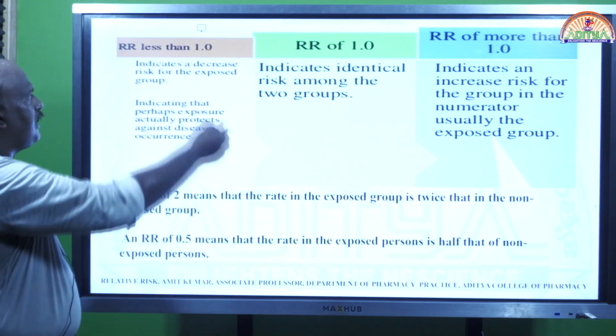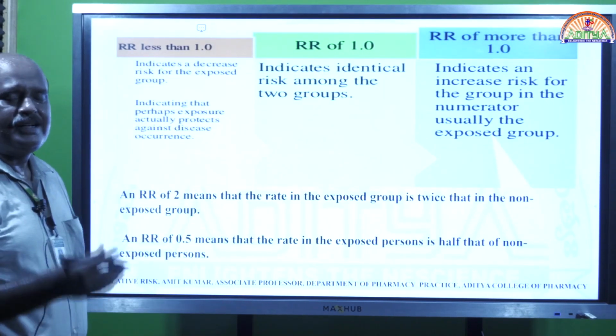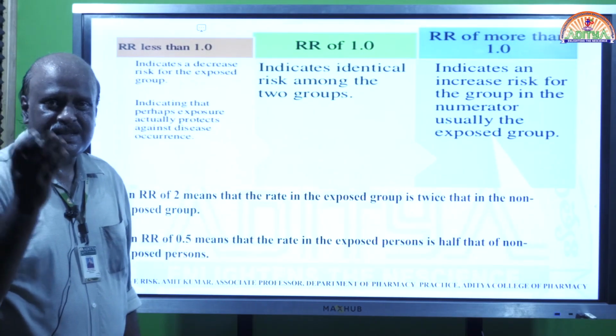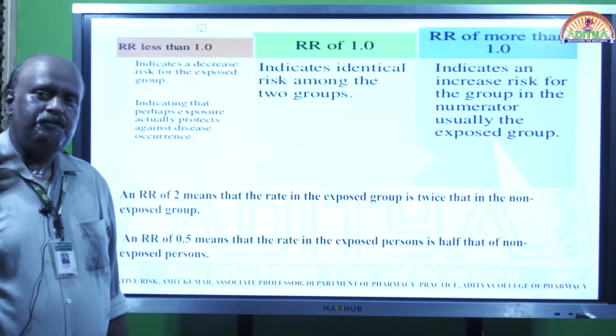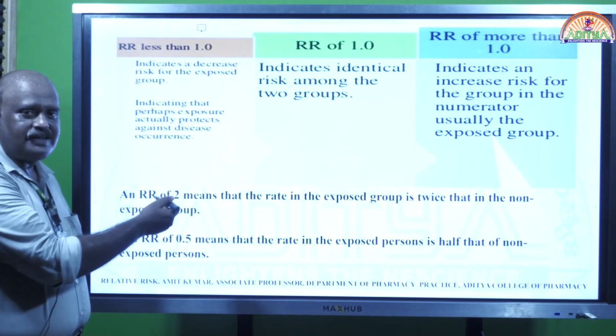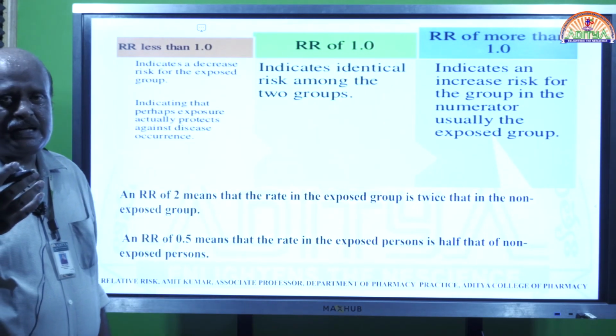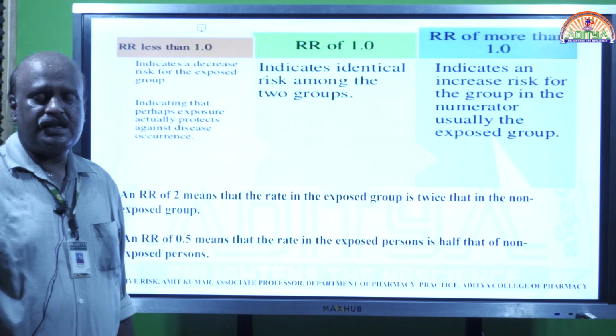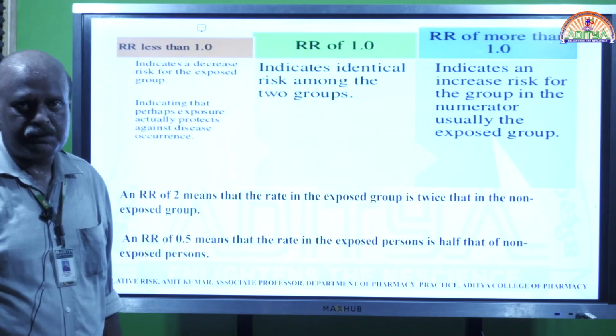Whereas if RR is less than 1, it shows that in the exposed group the risk is less as compared to the non-exposed group. Same way, if RR is 2, it means that the exposed group has 2 times the risk as compared to the non-exposed group.